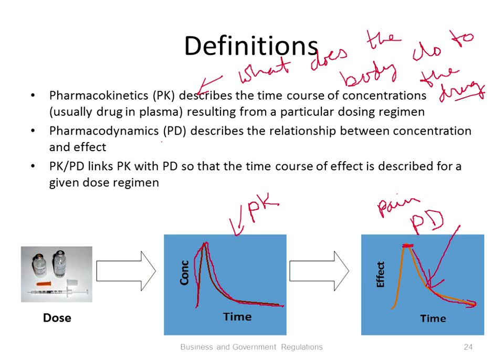So PK/PD, pharmacokinetics-pharmacodynamics, links PK and PD so that the time course of effect is described for a given dose regimen, right? So for a given dose regimen, you want to know how the drug is affecting the body and how the body is affecting the drug.